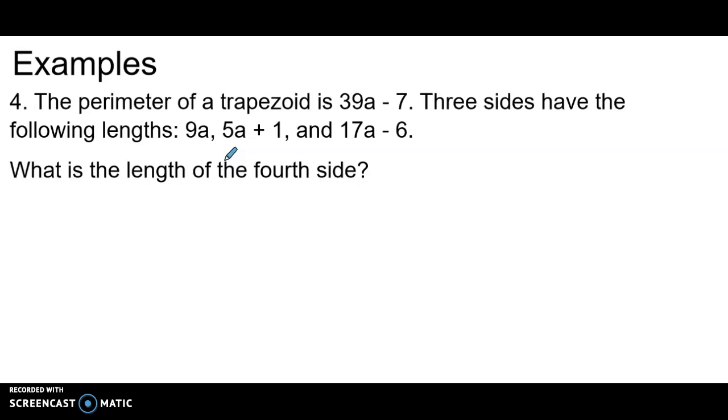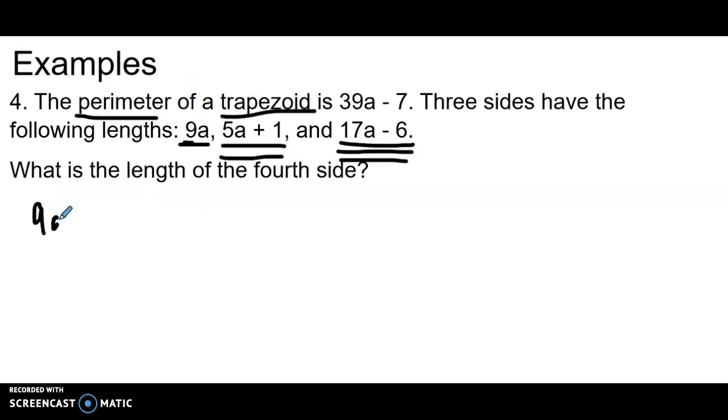We have one more example for the day. This is a word problem. So we have the perimeter of a trapezoid, which is 39a minus 7. Three sides have the lengths 9a, 5a plus 1, and 17a minus 6. What is the length of the fourth side? So it's telling you there's four sides. To find the perimeter of any shape, you add the sides together. A trapezoid has four sides, which it tells us. So we're just going to add them all together.